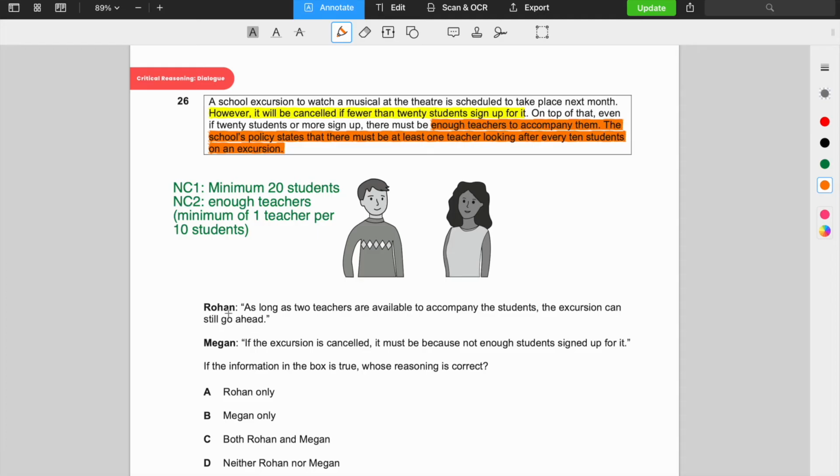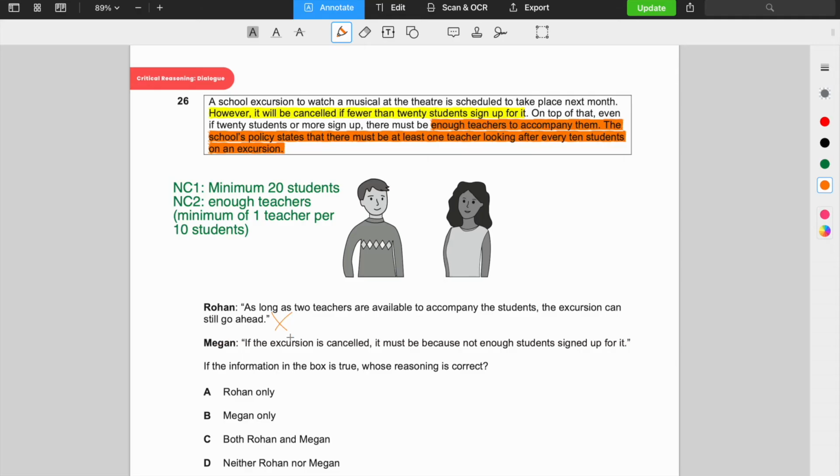Also, Rohan is wrong because even if all these conditions were fulfilled, that's still not enough to guarantee that they'll go watch the school excursion. Sorry, they'll go watch the musical, because what if, I don't know, there's a COVID outbreak, or what if there's a protest on that day? You never know what's going to happen, right? And maybe there's some other necessary conditions which are not mentioned in this particular text box. Okay, so Rohan is wrong.